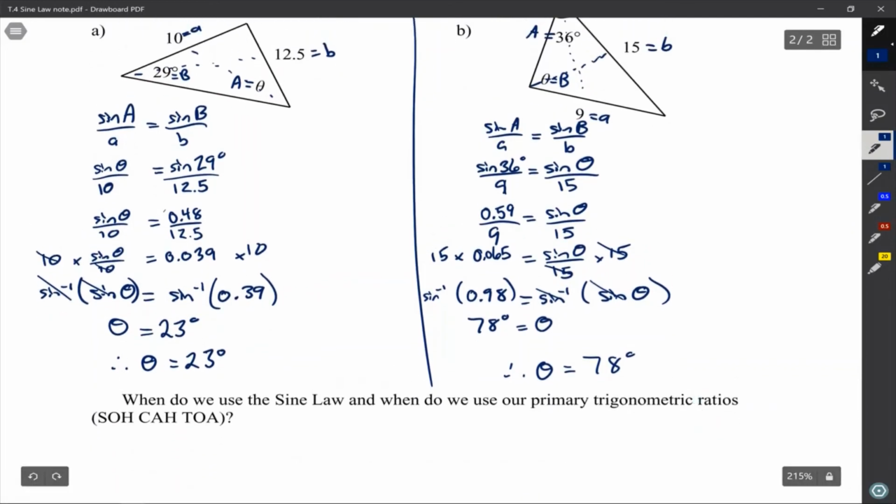Now, when do we use our sine law versus our primary trig ratios, which we used all of last week, which was SOHCAHTOA? Well, as I alluded to at the beginning, we'll use our sine law if it's not a right angle triangle. We'll use our primary trigonometric ratios when there is a right angle triangle.